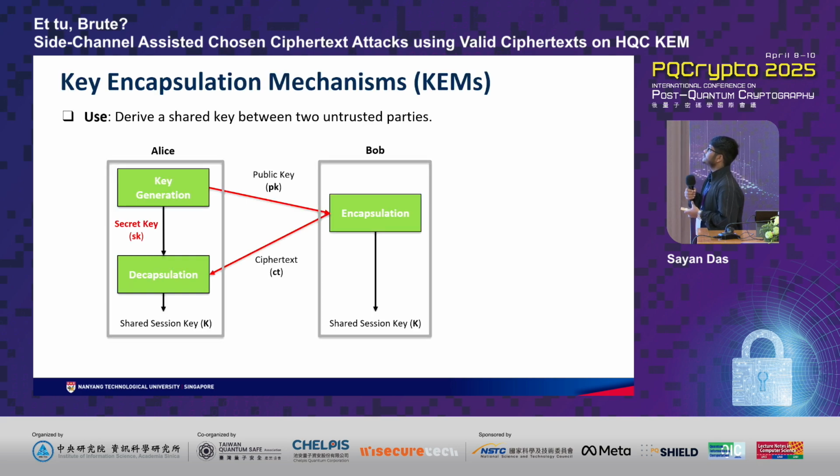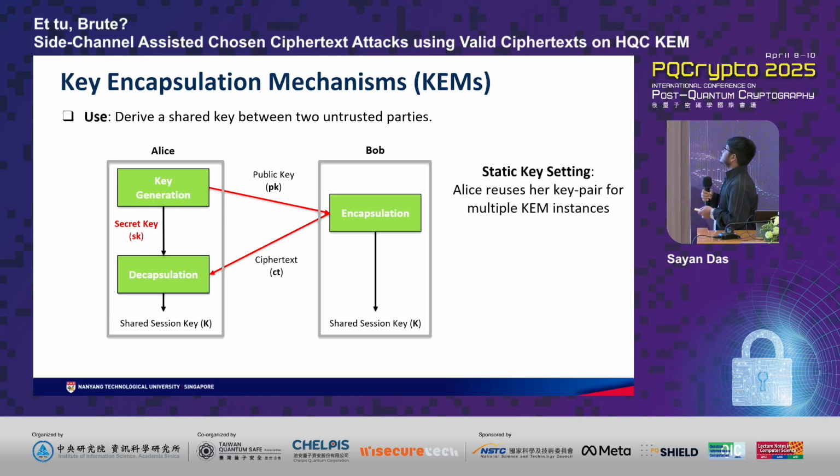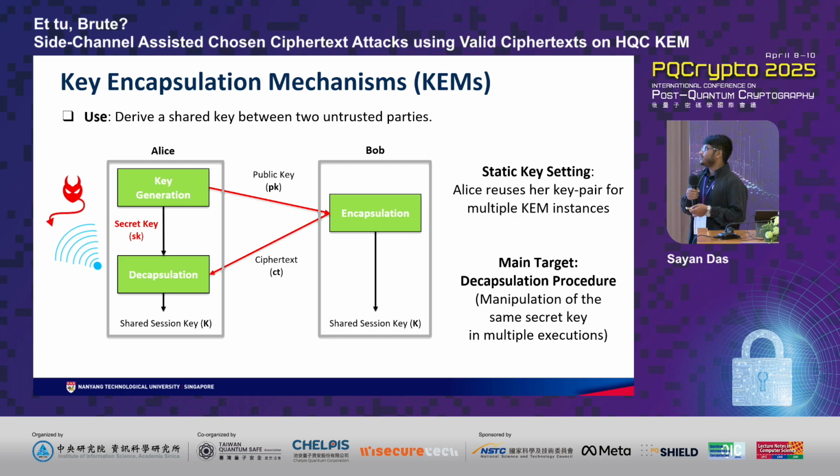So a brief introduction to KEMs. Alice and Bob are trying to communicate with each other. Alice generates a key, sends the public key over to Bob. Bob encapsulates it and then sends it back to Alice, who actually decapsulates it. So this is in a static key setting. Alice actually reuses the key pair for multiple KEM instances. So this is the main target of our work, the decapsulation procedure, where manipulation of the same secret key in multiple executions has been done.